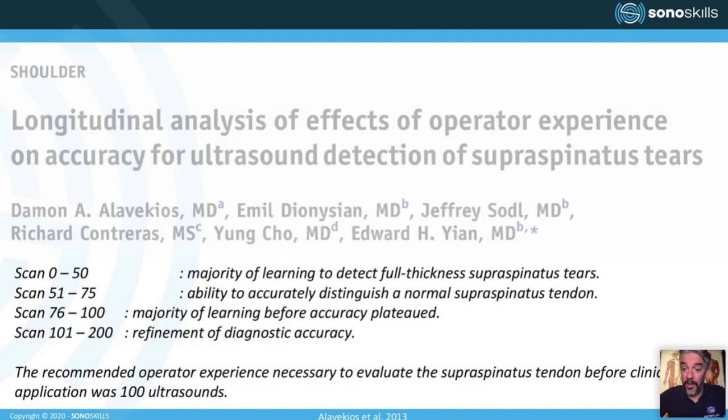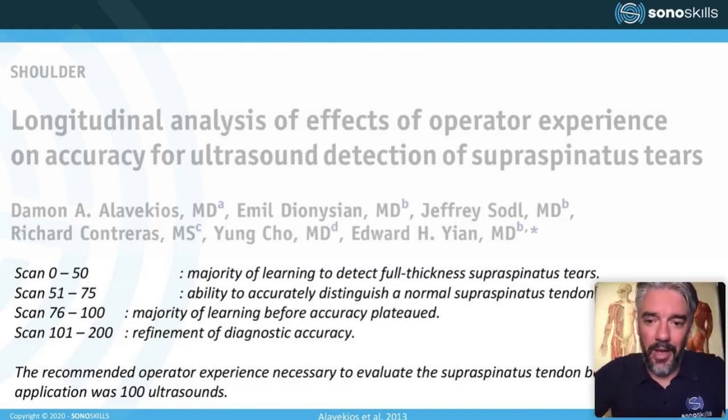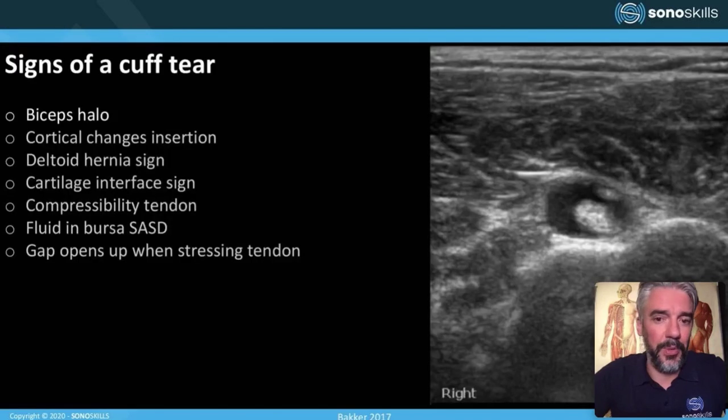So let's say if we shoot for the best, because that's my philosophy, always aim for the best, you need to do 200 scans before you have very high diagnostic accuracy. So if you do only 2 shoulders per week, then you need 100 weeks, almost 2 years, to get this diagnostic accuracy. If you see 20 shoulders a week, it only needs 10 weeks, 2.5 months. So this is all up to you. The more you scan, the better diagnostic accuracy you will have with this supraspinatus.